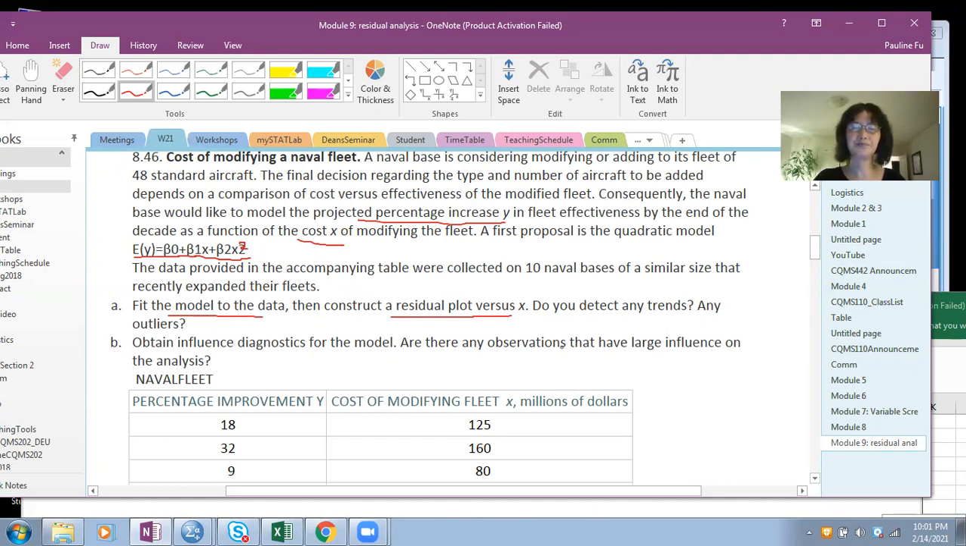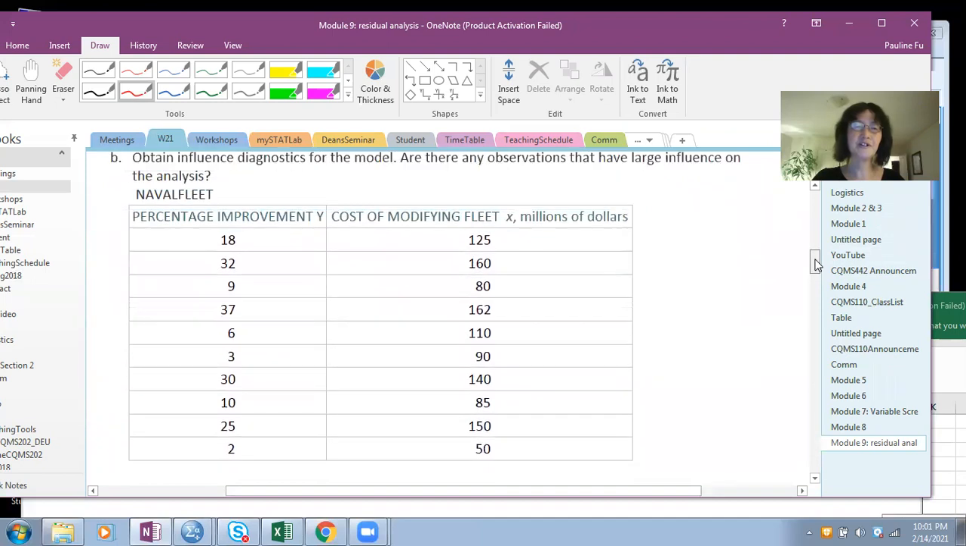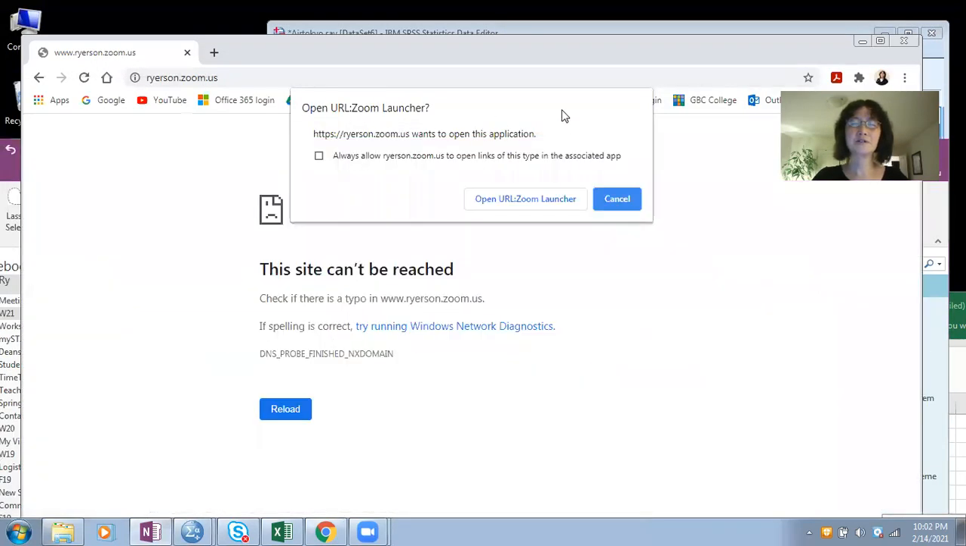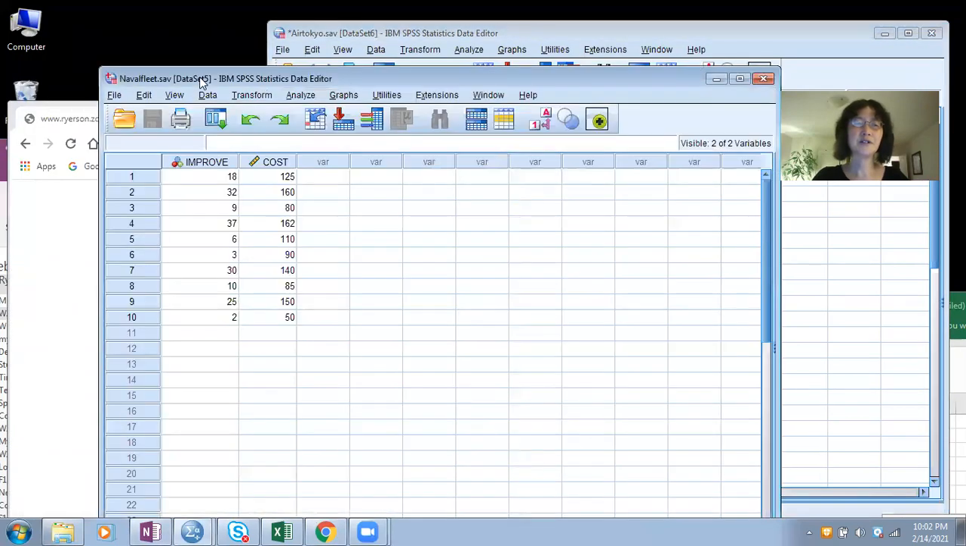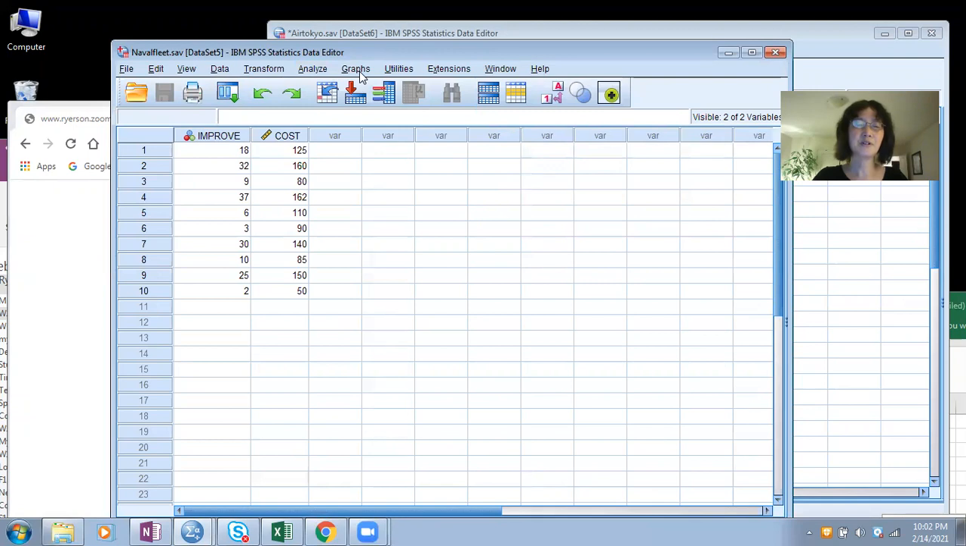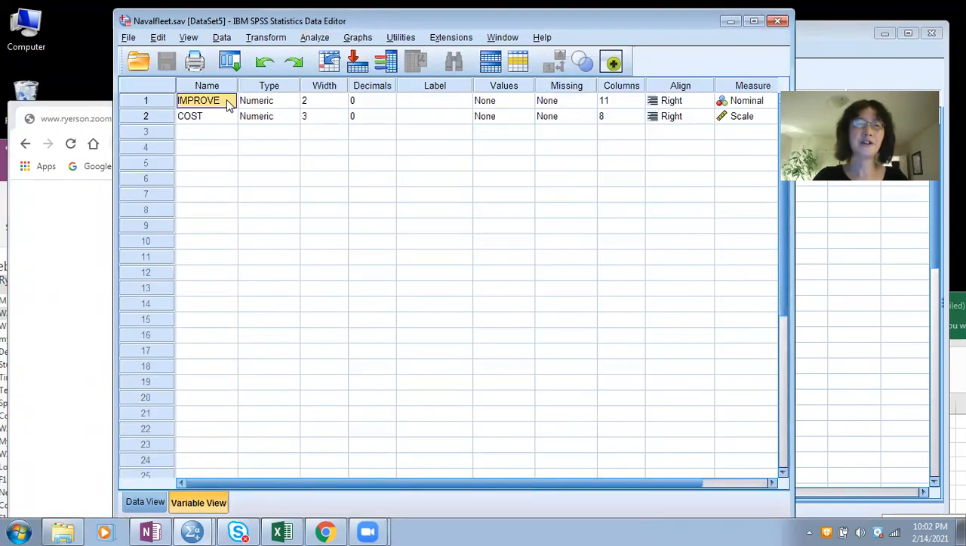There are two questions, and this is the data: Y is in this column and X is in this column. I will combine question A and question B together. I will use SPSS to do the quadratic analysis and produce some graphs. Here is my SPSS and the data. I will modify the data a little so we know which one is Y and which one is X.